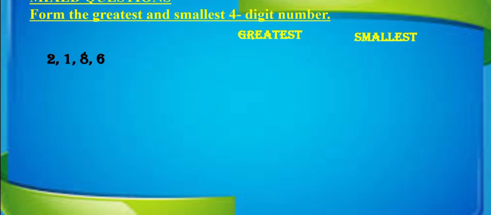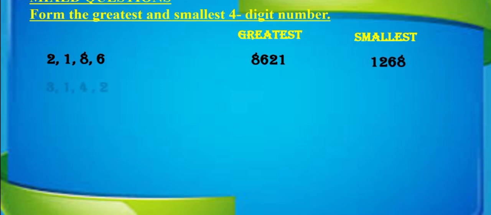For finding the greatest number, arrange in descending order. So what will be the answer? 8621. What will be the smallest number? 1268. That is, arrange in ascending order.